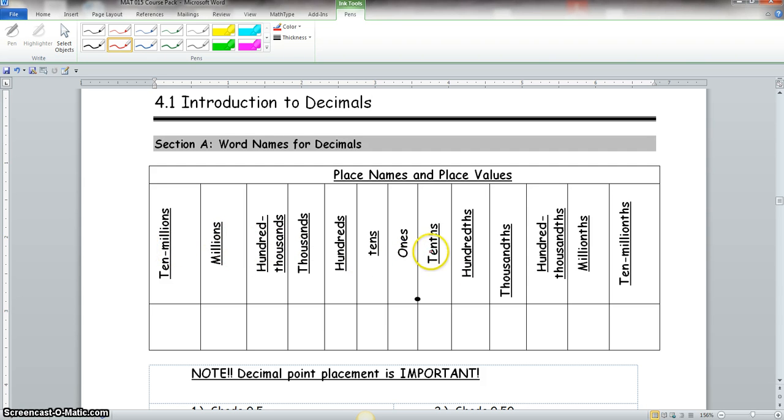Now, behind the decimal, if you notice, the first place behind the decimal is not a ones place. It's a tenths place. And all of the place values behind the decimal start with the tens and so on, but they all end with THS. If you see that here, it ends in THS. So just like in front of the decimal, you have tens, hundreds, thousands, behind it you have tenths, hundredths, thousandths, ten thousandths, and so on.